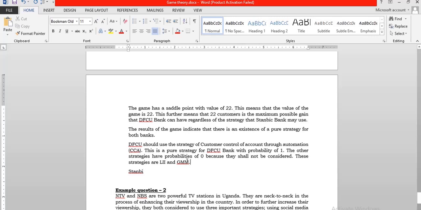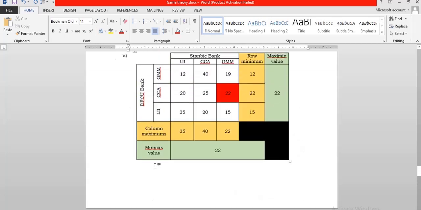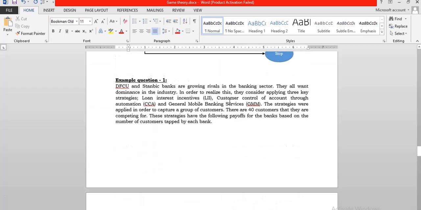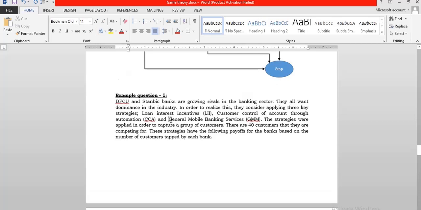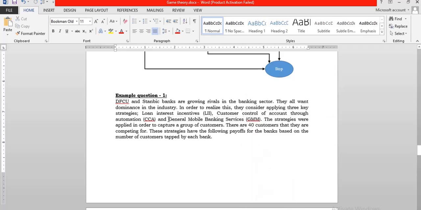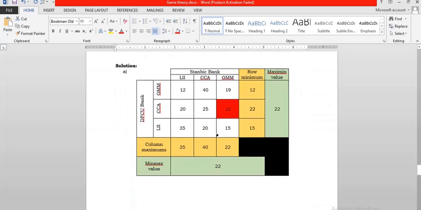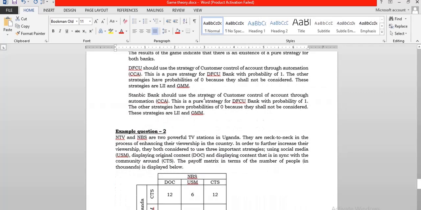Okay, let me just copy this one and edit. So Stanbic Bank here should use which strategy? Should use the GMM strategy. What's the GMM strategy? GMM is the General Mobile Banking Services.